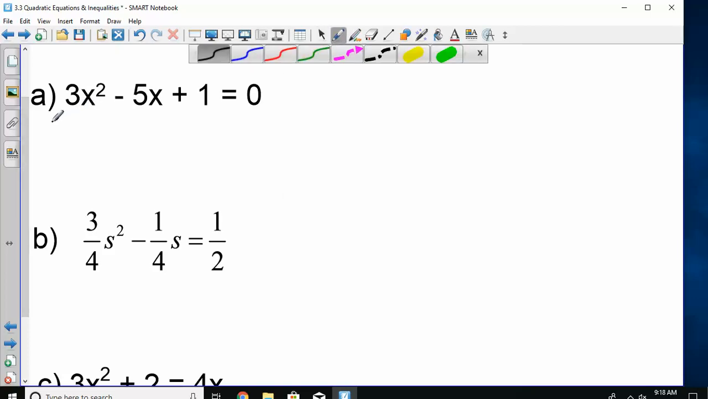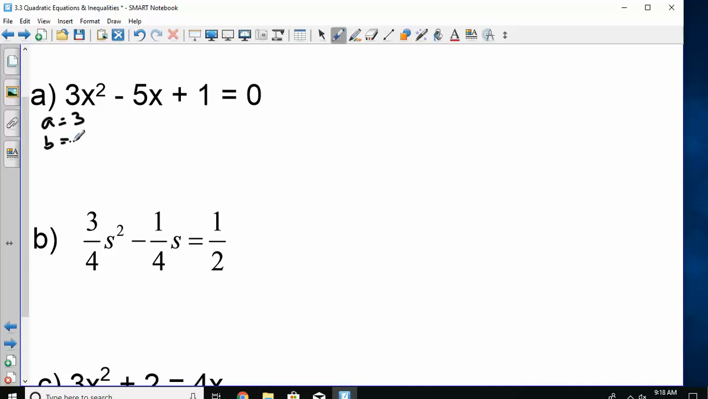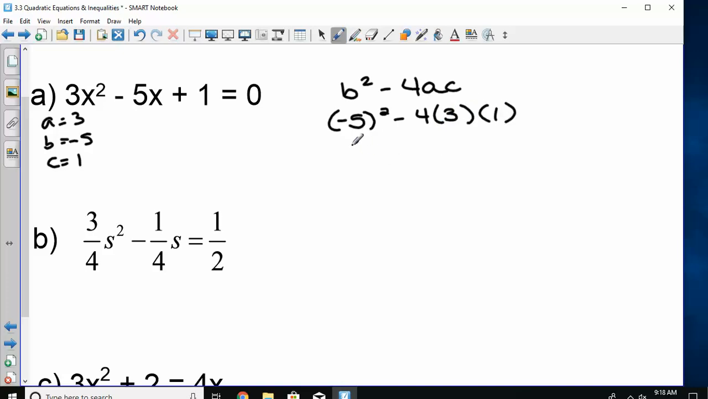We can see here our A is 3, B is -5, C is 1. So if I do my discriminant, that's just B squared minus 4AC. So -5 squared minus 4 times 3 times 1. So my discriminant is 13. What does that tell me about the types of solutions? 2 unequal. Right. So we get 2 real solutions, 2 different real solutions.